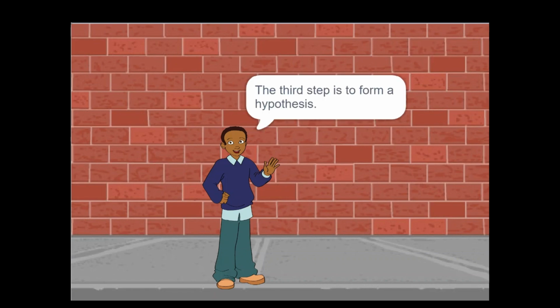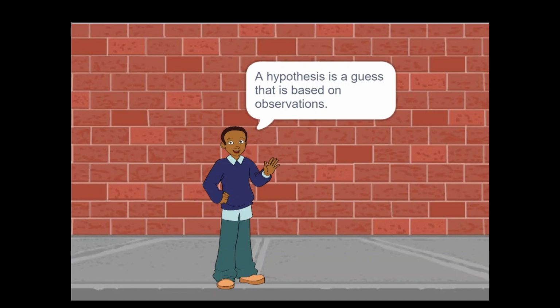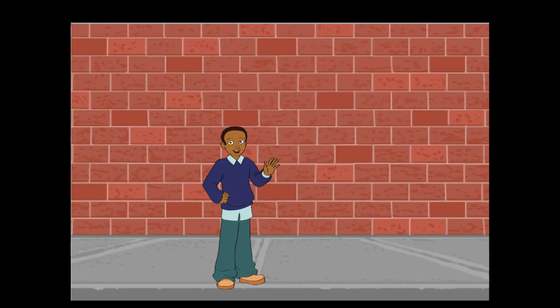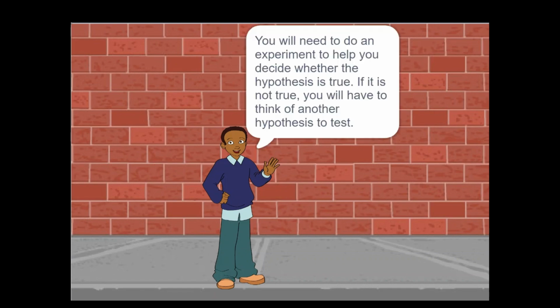The third step is to form a hypothesis. A hypothesis is a guess that is based on observations. Perhaps the extra water helped them lay more eggs. You might guess, giving my hens more water causes them to lay more eggs. Such a guess is called a hypothesis. The second last step is to test the hypothesis. You will need to do an experiment to help you decide whether the hypothesis is true. If it is not true, you will have to think of another hypothesis to test.